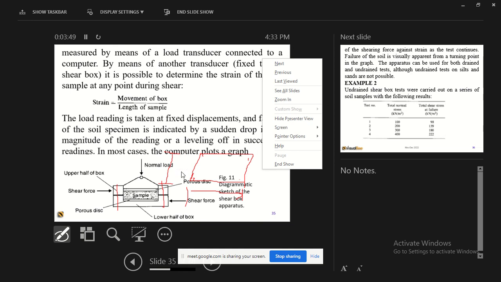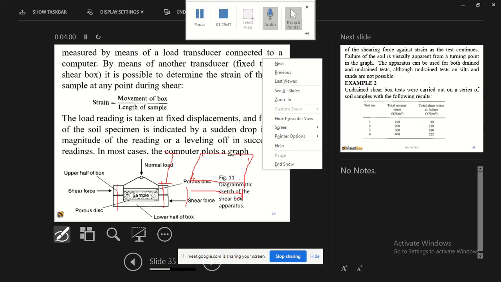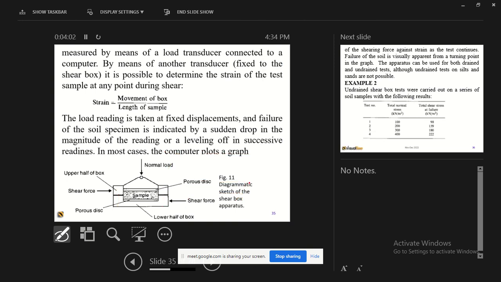You assemble, and then you put the pins to make sure the top part and the bottom part are aligned properly. Just before you start shearing, you have to remove the pins. Otherwise, you'll be shearing the pins, and that will be giving you the wrong results. Now, this load is normally known. In theory, in practice, it is 100 kPa.